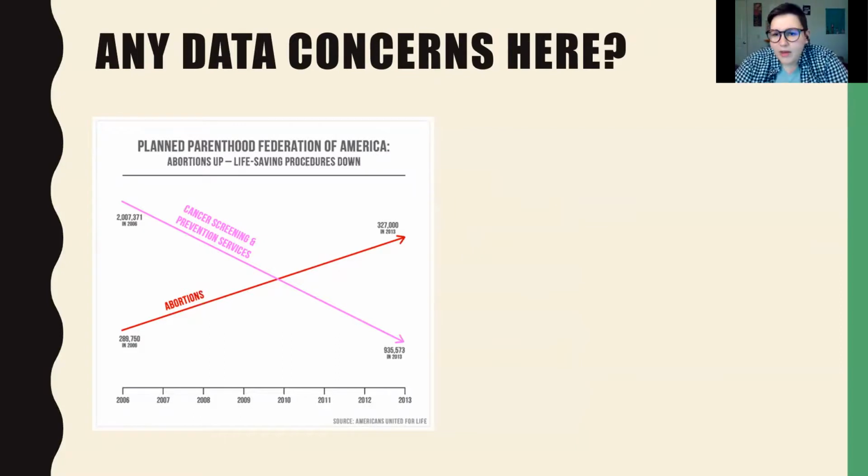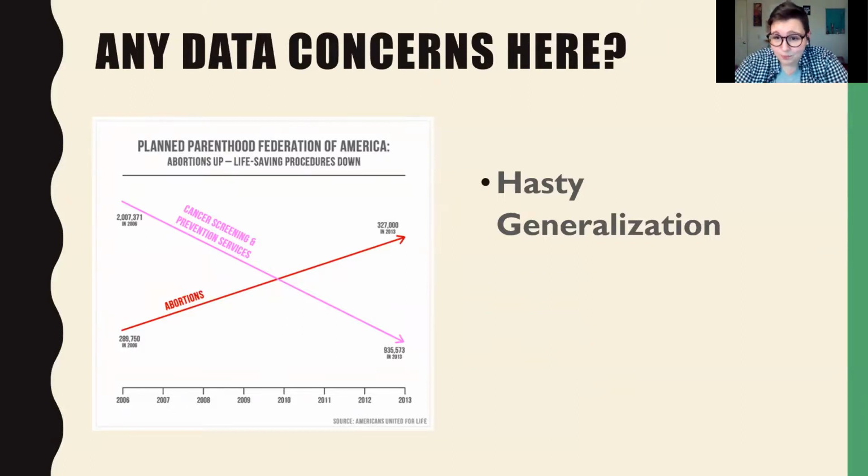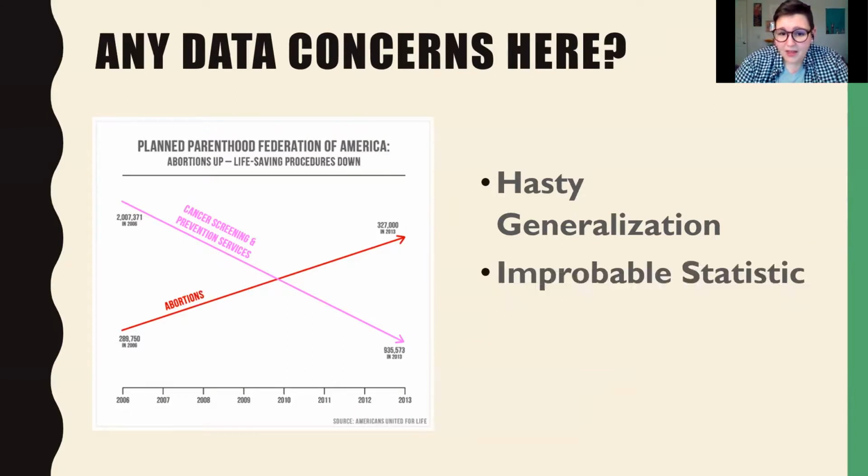So how can we break apart some of these data concerns? We might talk about the notion of hasty generalization. If I'm trying to use this graphic to assert that the organization Planned Parenthood has offered more abortions than it has cancer screenings and prevention services, I could certainly make that argument and show that there's been an increase, but this graph is probably not the way to get there.